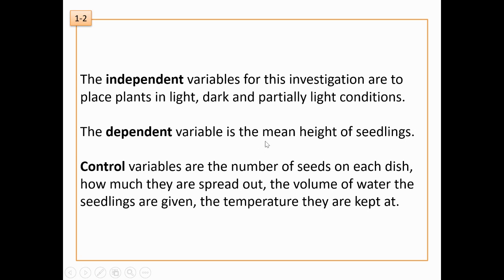The control variables are the number of seeds in each dish, how much they're spread out, the volume of water given to the seeds, and the temperature that they are kept at. All of these things must be the same.